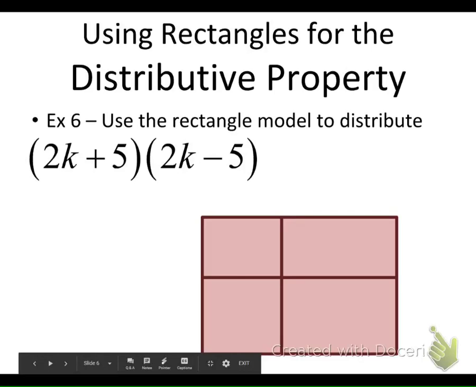So, yesterday we got through example number 5. Today we're going to start with example number 6 and then finish up. So, example number 6 is just like what we did on our opener. We're going to use the rectangle model to distribute and then solve.